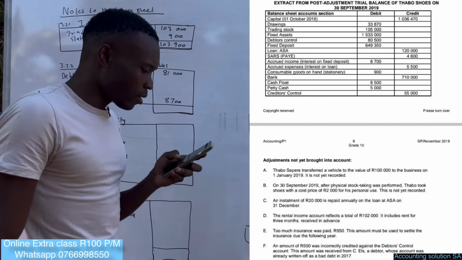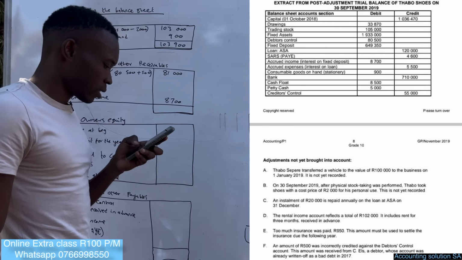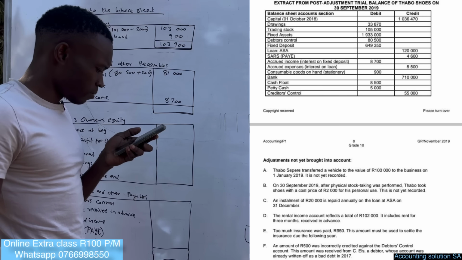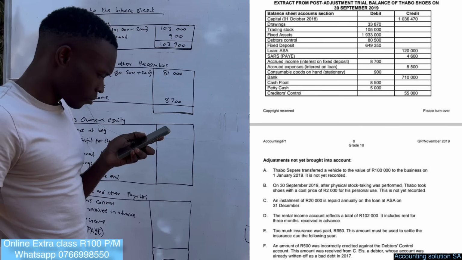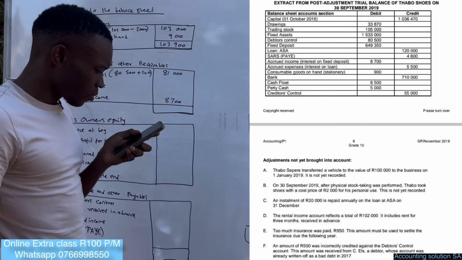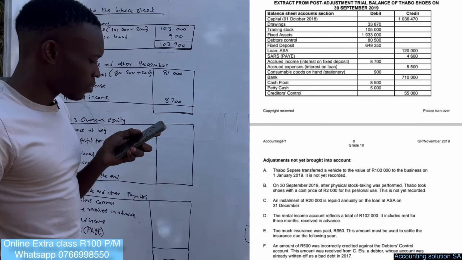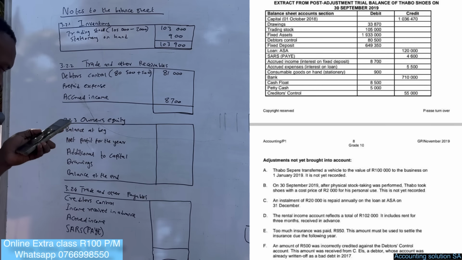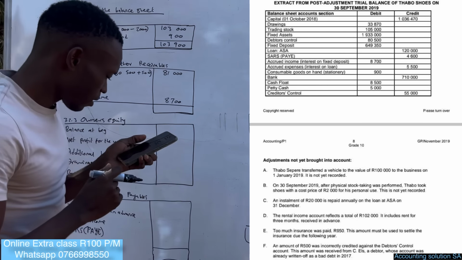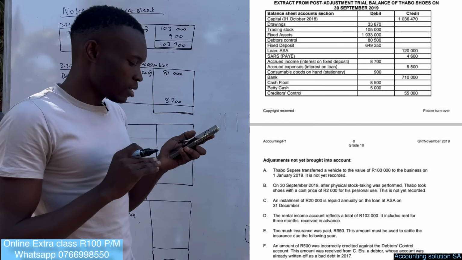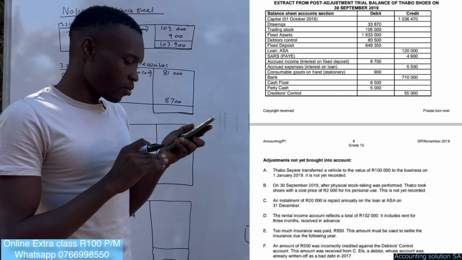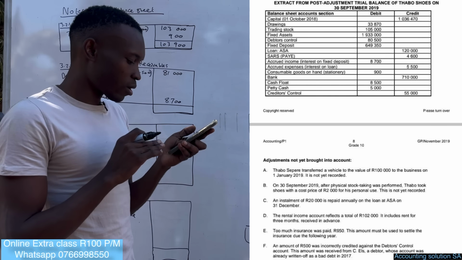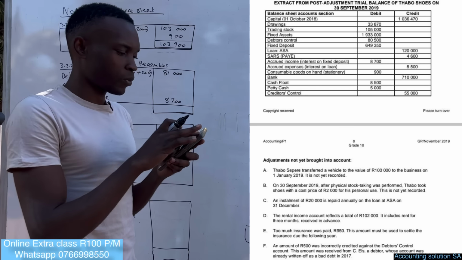And the other one, prepaid expense. Let's take prepaid expense under our trial balance. After accrued income we have accrued expense. Prepaid expense, we don't have it. Now let's take our additional information. They said number E, too much insurance was paid of 950. This amount must be used to settle insurance due to the following year.